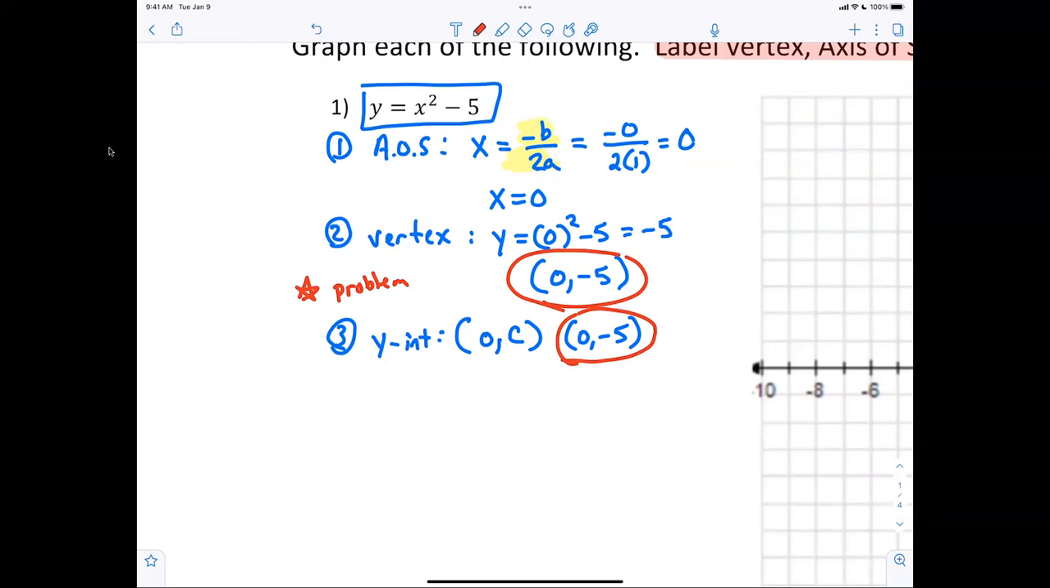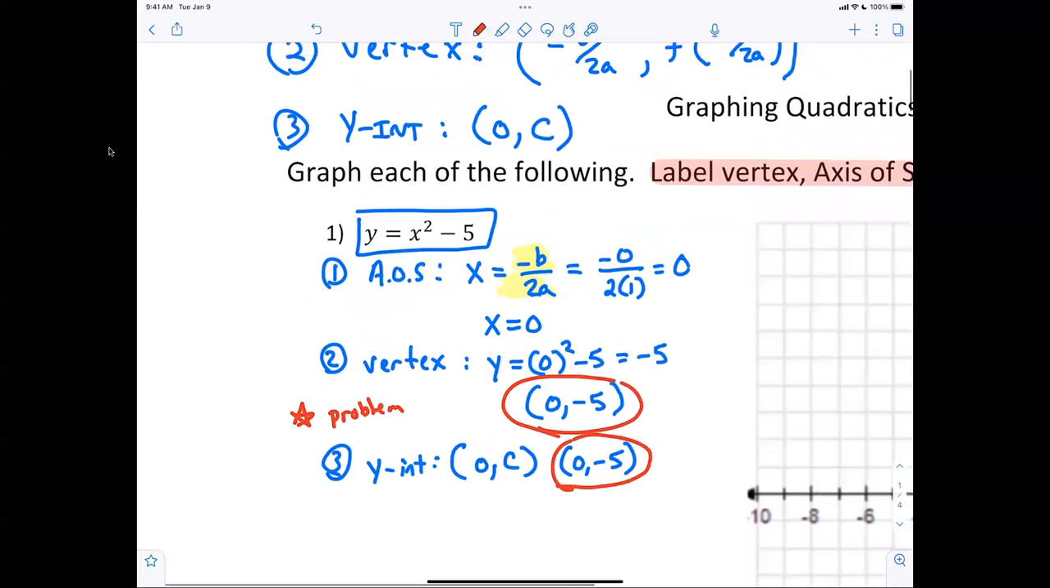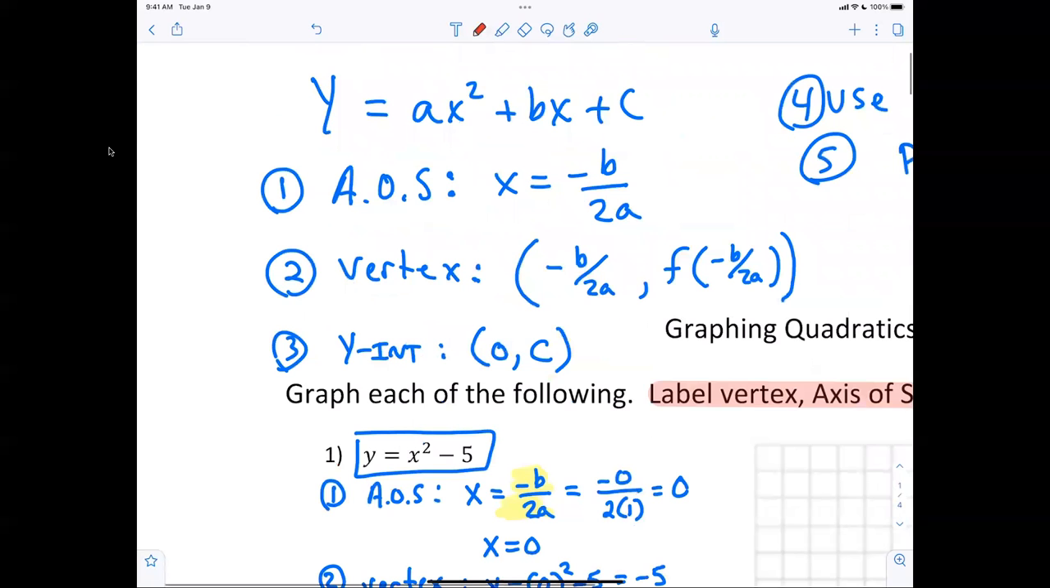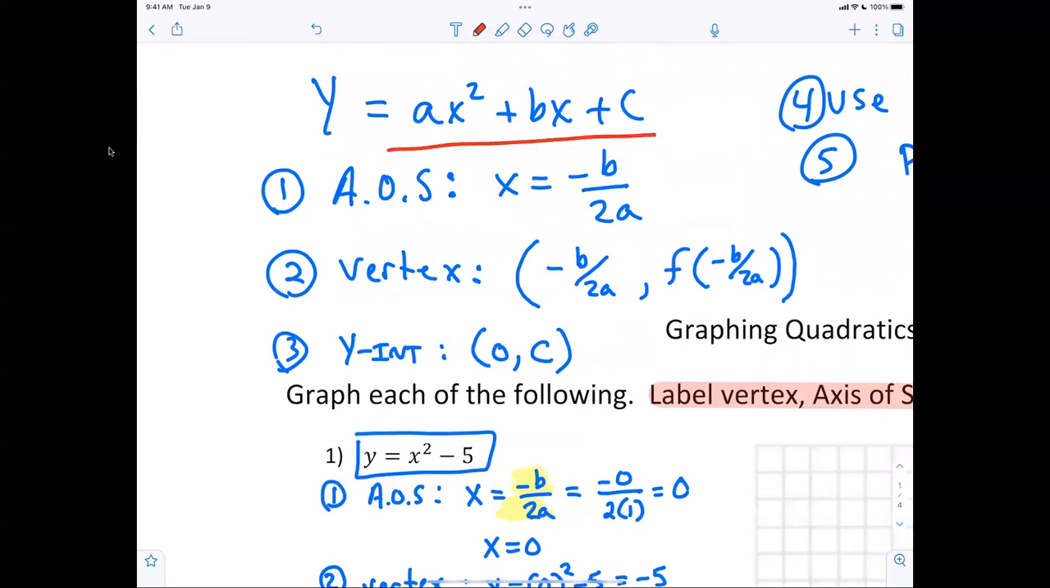Student: How do you know it's c? You have to understand this. C is the number, or just the constant in the problem.